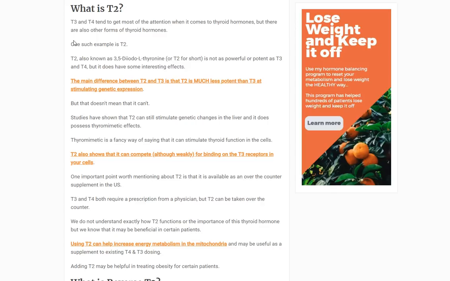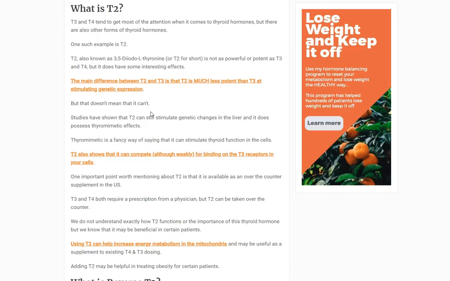Now it doesn't work for everyone in such a way. It's not like just taking T2 as an over-the-counter supplement will result in massive amounts of weight loss. But where it comes in handy is if you're a patient who has taken T4 or T3 and have not experienced any weight loss, T2 may be something that you can supplement with in addition to those thyroid hormones to increase the amount of weight loss that you may experience with this regimen. It needs to be used cautiously and carefully, obviously, because it's a hormone. You don't want to forget that, and you never want to take too many hormones.